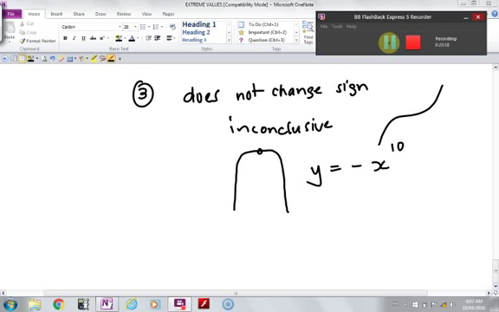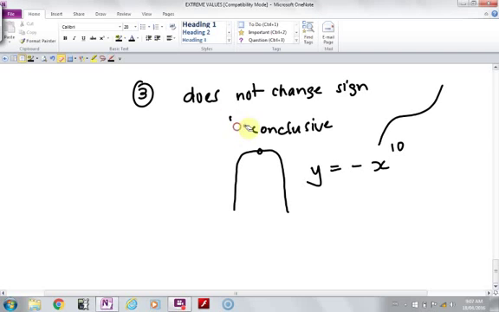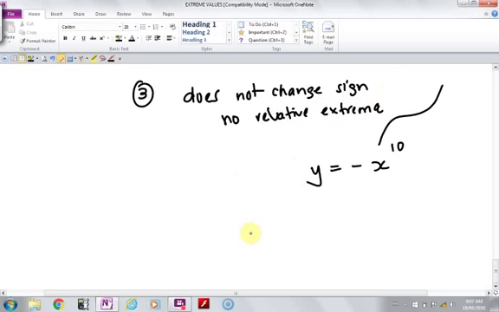Okay, I've made a mistake with this one here. It's not inconclusive. I was mixing it up with the second derivative test, which we'll talk about tomorrow. So if it doesn't change values, you have no relative extrema. And it looks like this situation here. Okay? So it flattens out and has a horizontal tangent, but it doesn't change sign, so you have no extreme values. Okay?